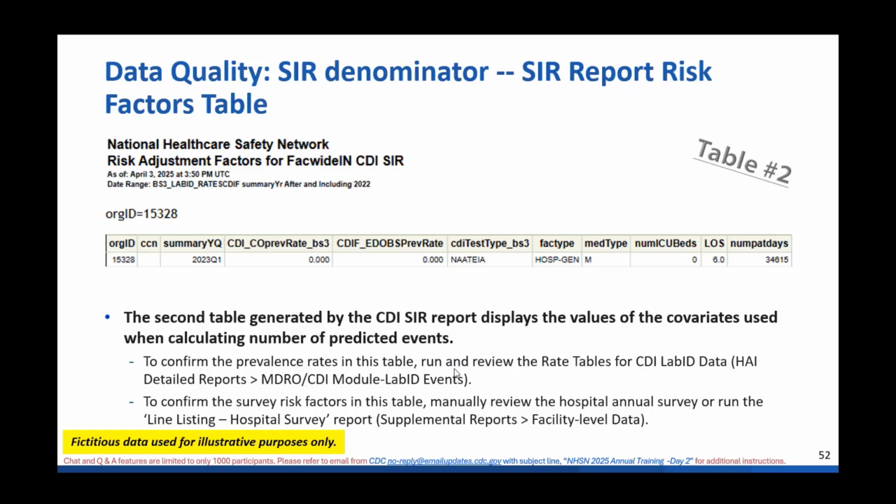This is what I referred to as our table 2. The second table generated in your CDI SIR report will display all of the covariates used to calculate the number predicted. To confirm the prevalence rates, you're able to run and review the rate table, and to confirm any of the survey risk factors, you're also able to run the line list for the survey. I'm going to show how to navigate to each of these reports on the next slides.